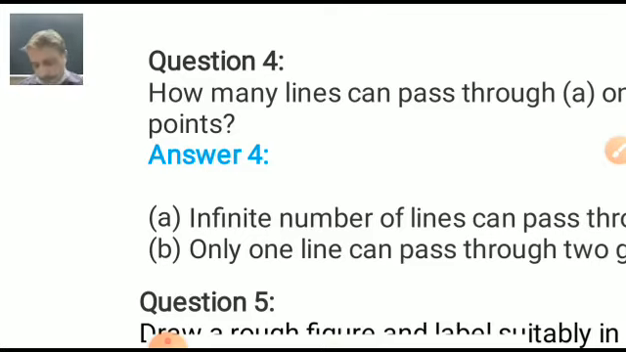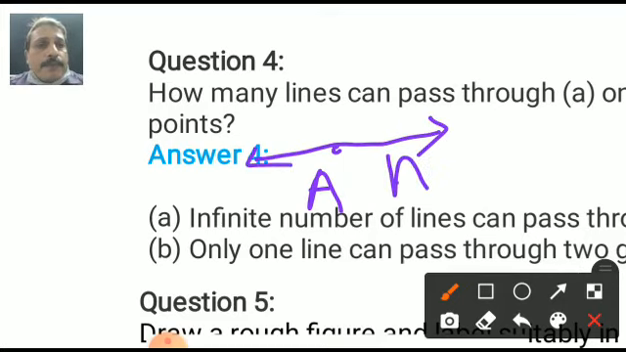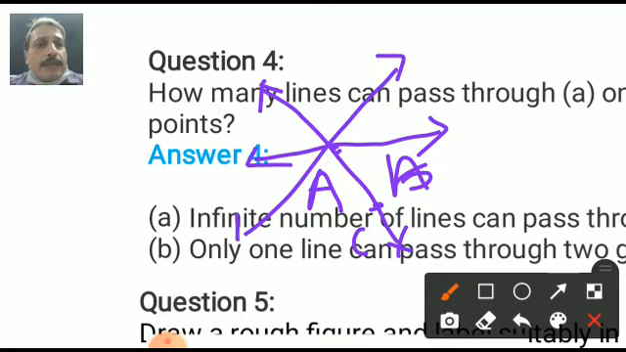Students, try to understand. There is 1 point. From that 1 point, how many lines can pass? I just want to show you here. 1 point A is given. From this point, how many lines can pass? Suppose I can make a line AB. I can make line AC. I can make line AD. I can make line AX. Any name you can give.